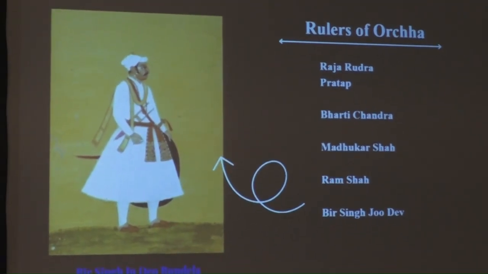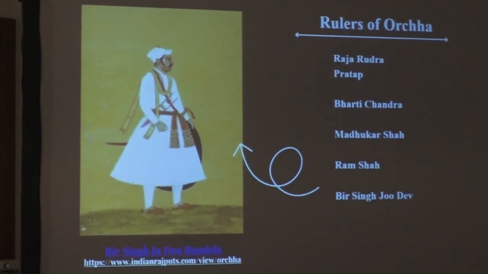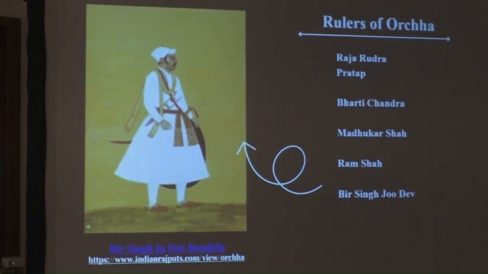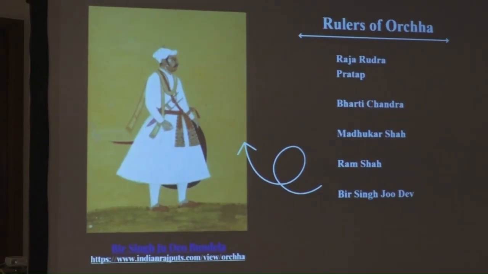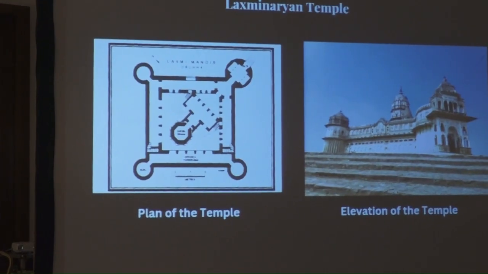Veer Singh of Bundelkhand was the fifth ruler of the Bundelkhand dynasty, and he was the one who commissioned several buildings at Orcha, and Lakshminarayan temple was one of the architectural buildings that was commissioned by him.